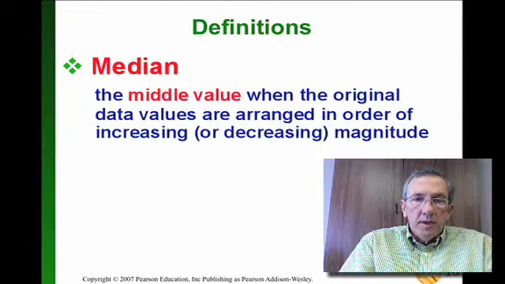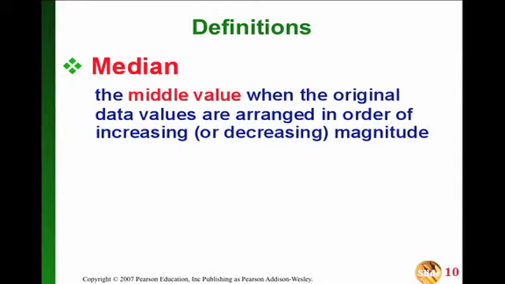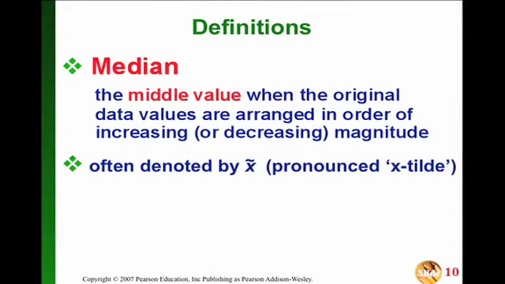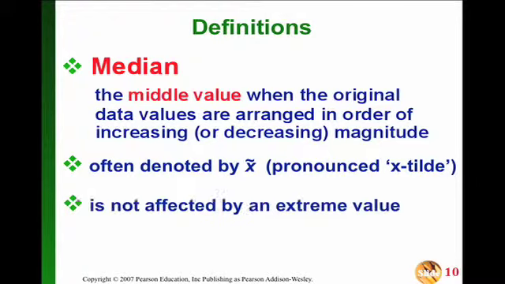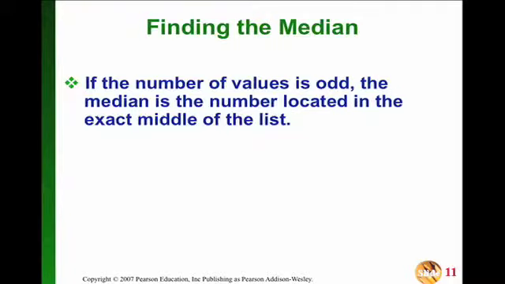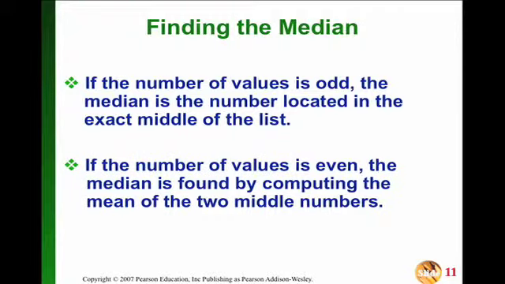Next measure of center is median, or the middle value, often denoted by X squiggly line on top, or X tilde. I only show that to you so you don't see it confused with X bar. And it's not affected by an extreme value. When the values are odd, the median is a number located in the exact middle, and when the values are even, we compute it by averaging the two middle numbers.